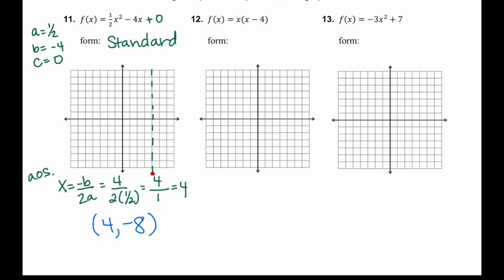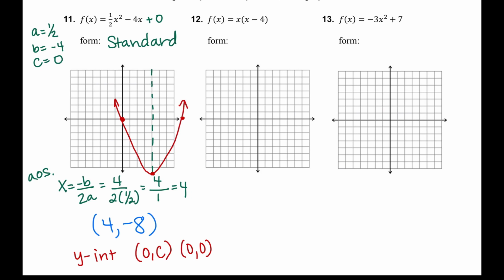And then we can use our third point. We can get the y-intercept by using 0, c. Now our c value is 0, so we have 0, 0. We put that point on, and then we reflect it over the axis of symmetry to put our second point. And then we connect those into a smooth curve.